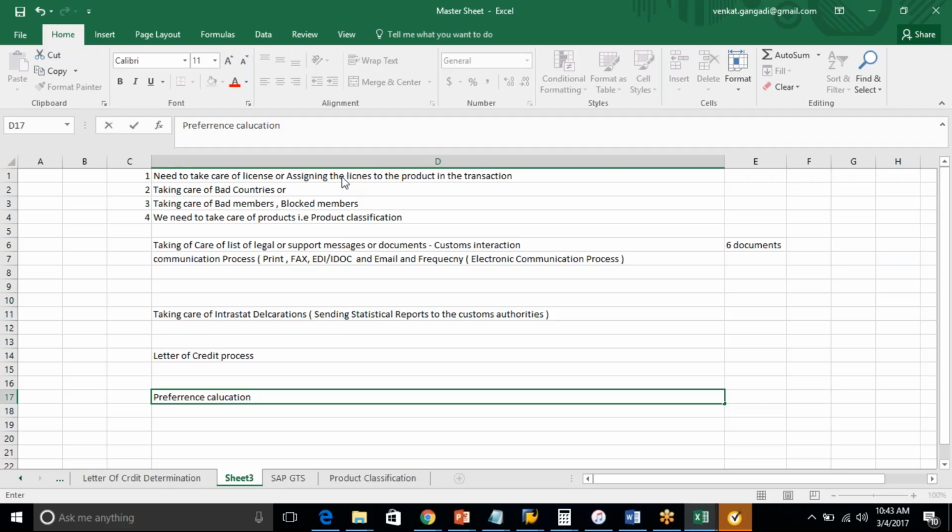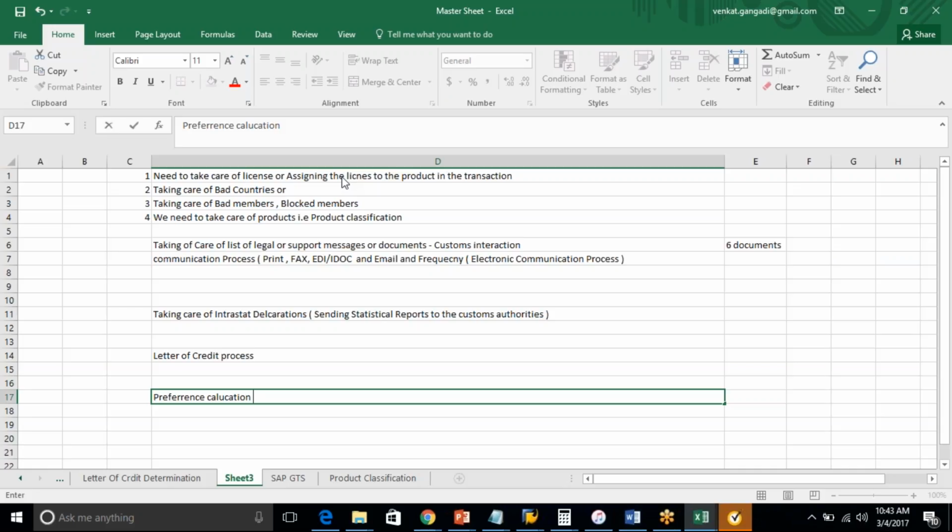So my question is, if you are dealing with one or two transactions, what can you do? You can take care of it manually, right? You can give that responsibility to one or two people, and they can make sure the licenses are assigned. But if you are dealing with n number of transactions or n number of products, then what do you think? Is a manual process the correct approach?